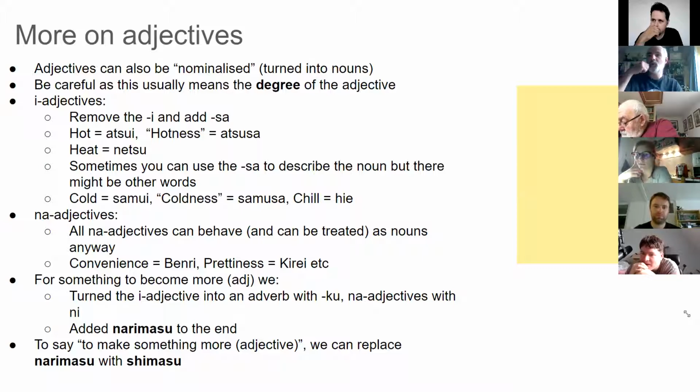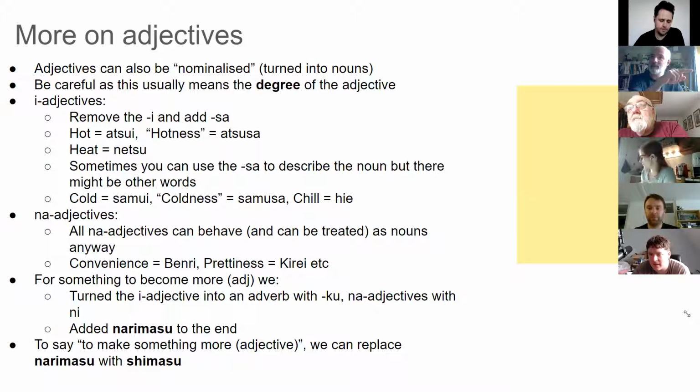Campsite. Campsite is campsite. This is just an English word. That's the only part I understood.